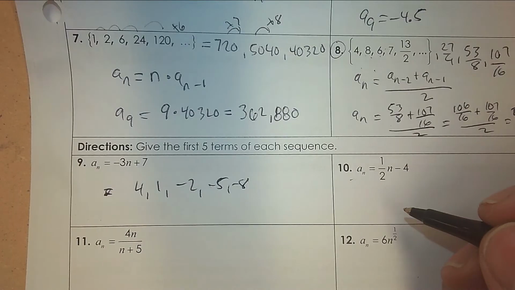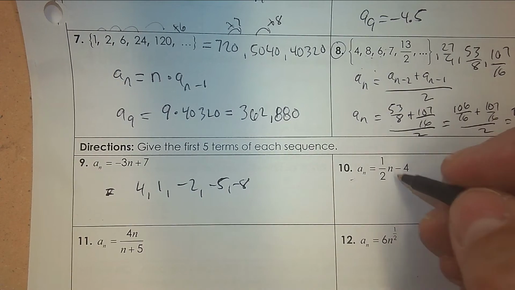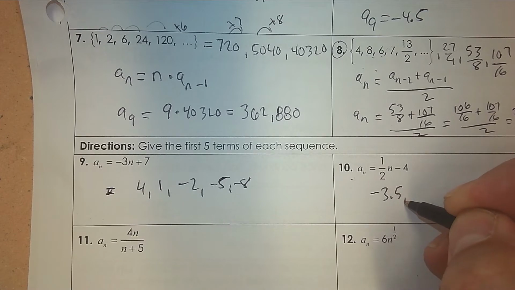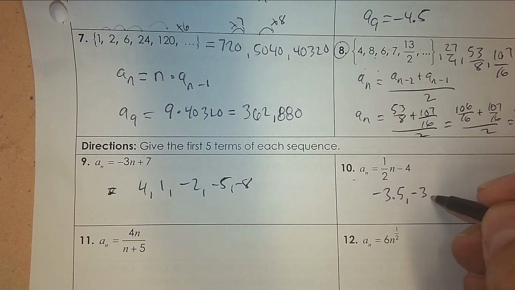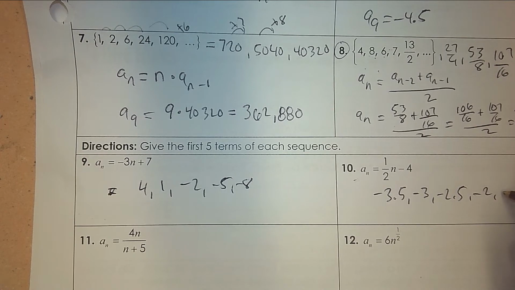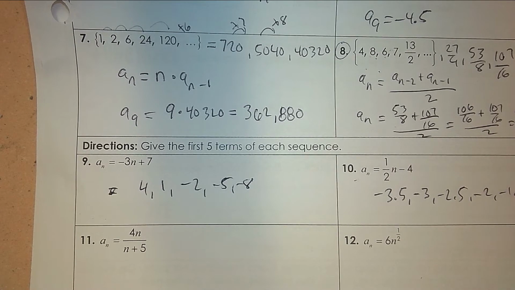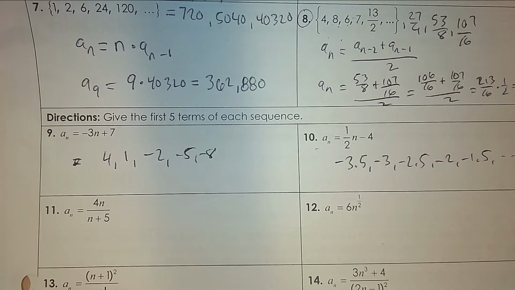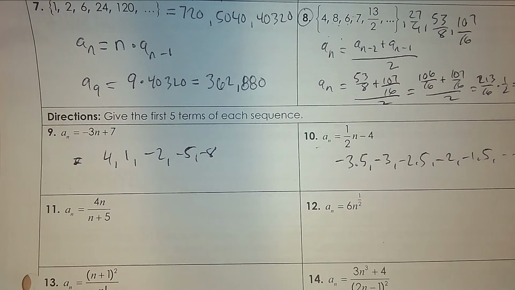Here, 1/2. So half take away 4 is negative 3.5, negative 3, negative 2.5, negative 2, negative 1.5. So you're going down by a half. We're going up by a half. They're negative numbers.